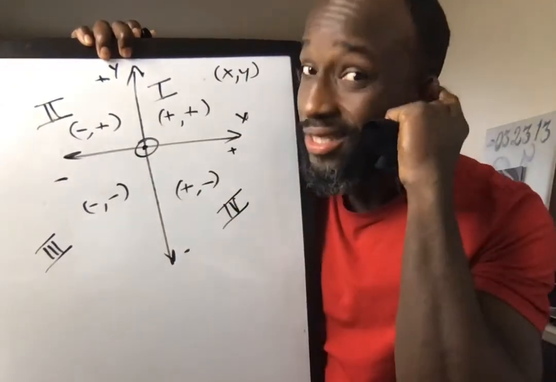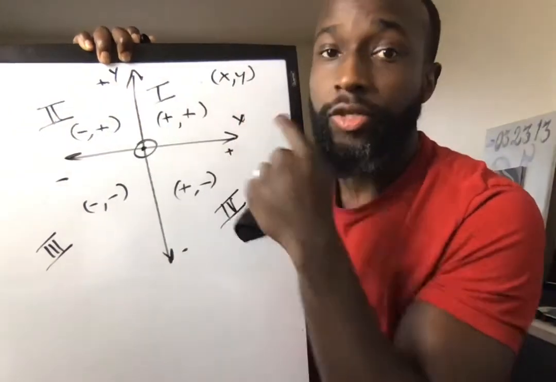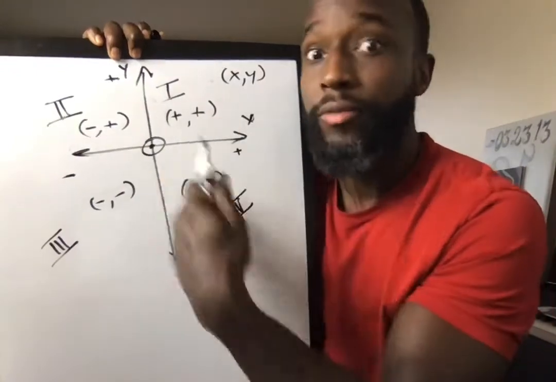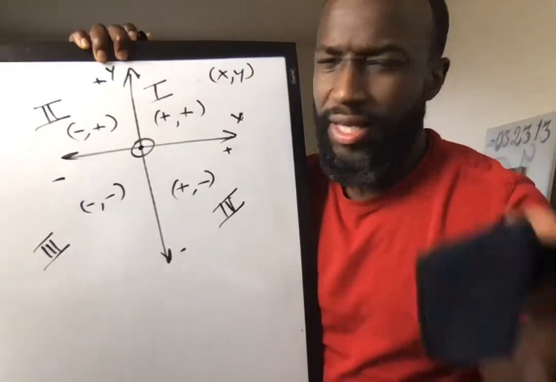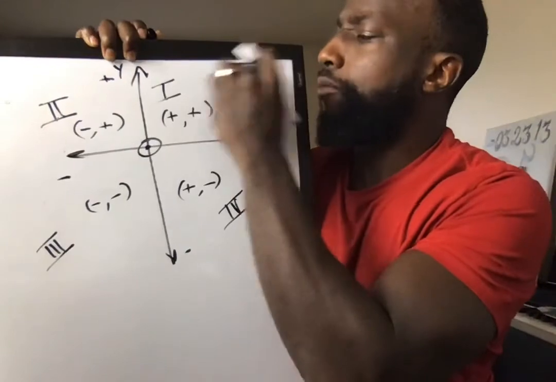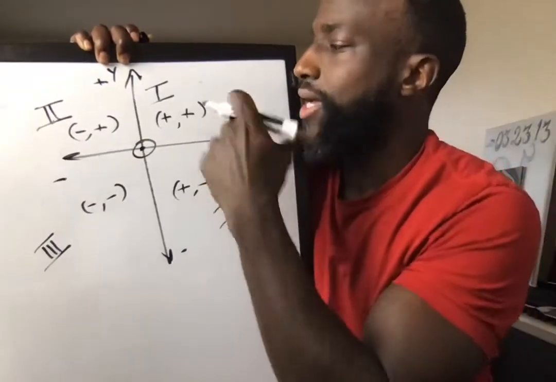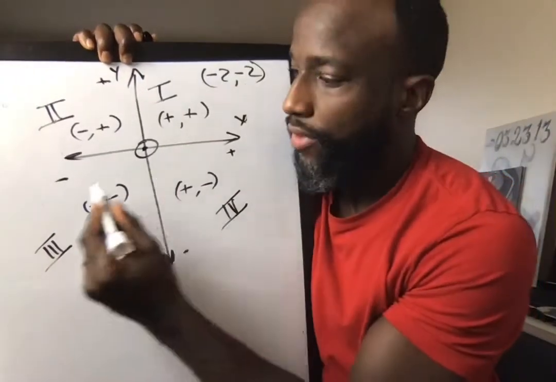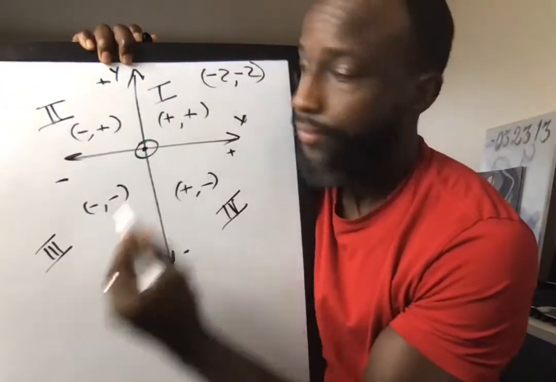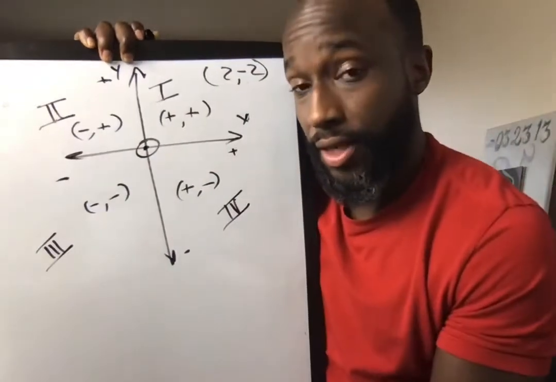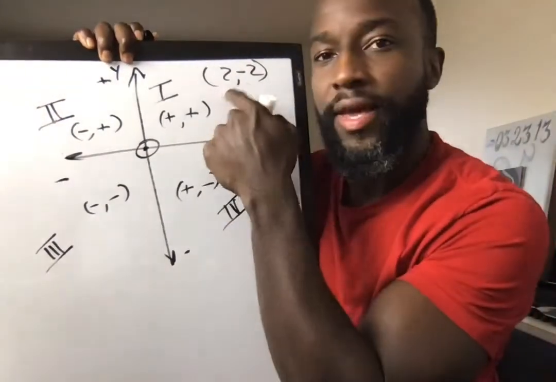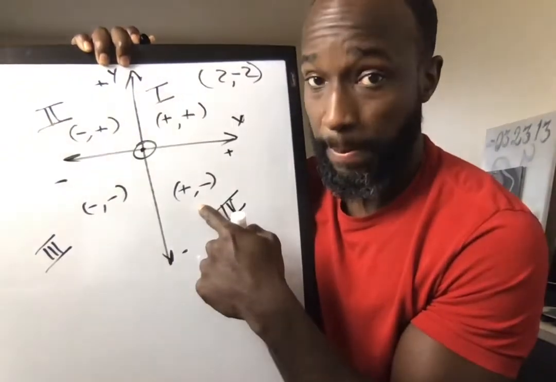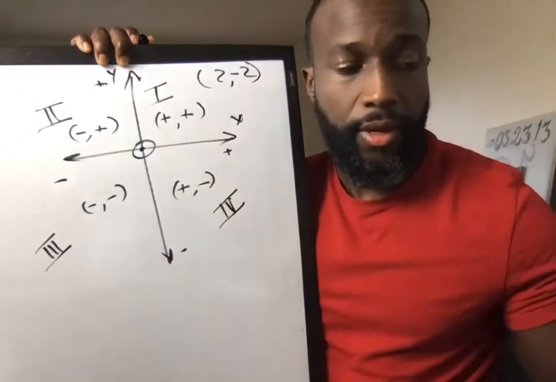And so when you see your coordinates, you can tell where that point would fall within your coordinate plane. So for instance, if I had -2, -2, they're both negative, so they're going to fall within quadrant three. If I had +2, -2, that's a positive x and a negative y, which will fall within the fourth quadrant. You get what I'm saying? All right, good. Let's move on.